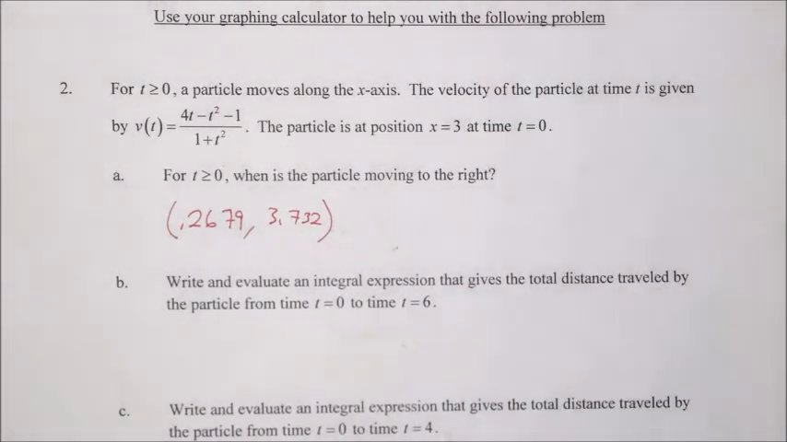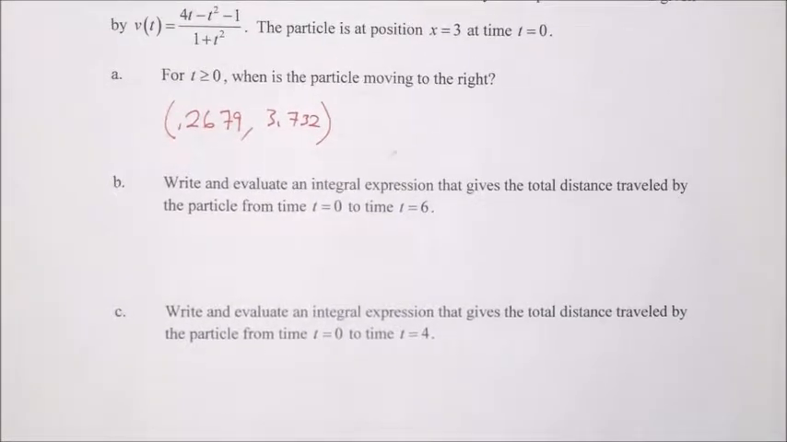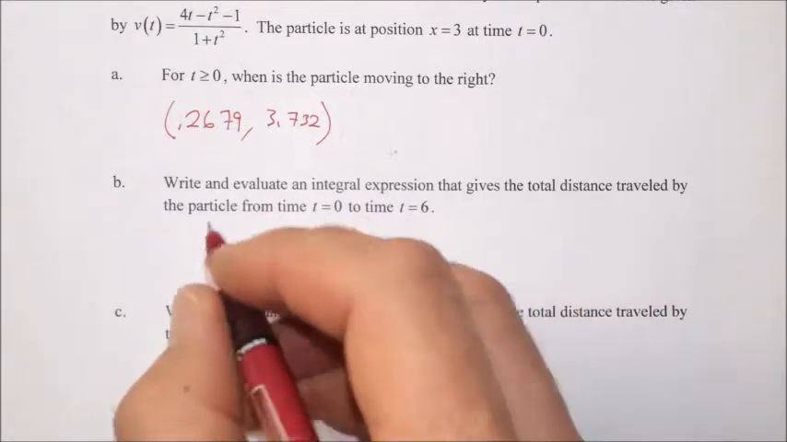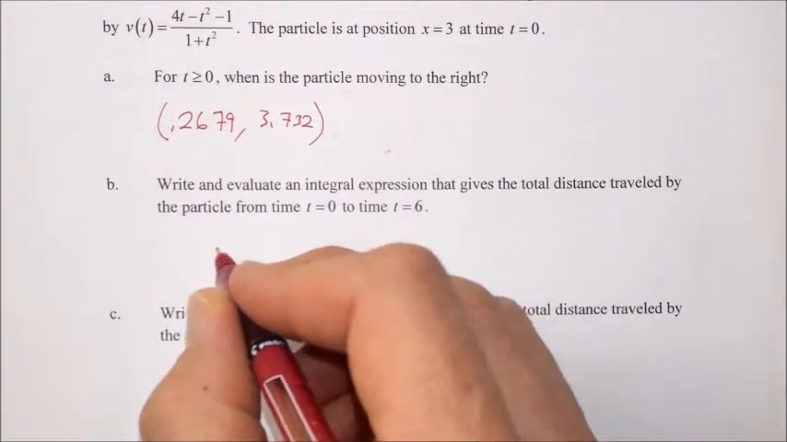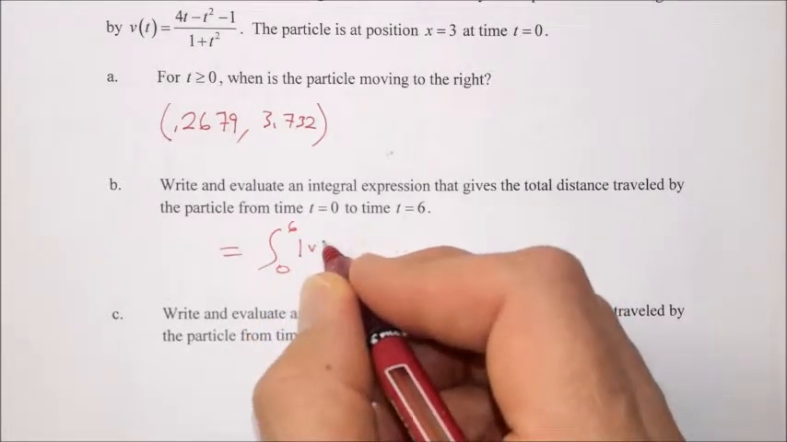Okay, part B. Write and evaluate an integral expression that gives the total distance traveled by the particle from t equals 0 to t equals 6. So total distance is equal to the integral from 0 to 6 of the absolute value of our velocity function.